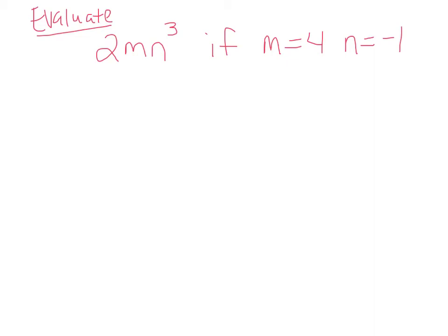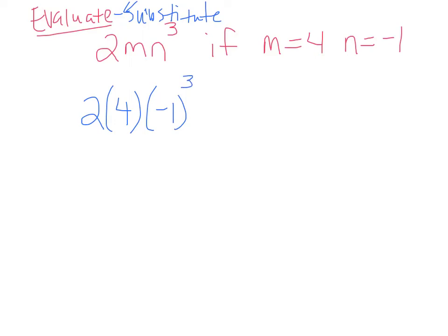All right, last problem we're going to do is an evaluation. So remember, evaluation just means to substitute. Okay. So here I have 2 times m times n to the third. Well, m is 4, and n is negative 1. So the first thing I'm going to do is substitute everything in. So I have a 2. Now instead of my m, I'm going to put a 4, and then instead of my n, I'm going to put a negative 1, and don't forget to the third power. Now we're going to evaluate, we're going to simplify this, but we have to follow order of operations.